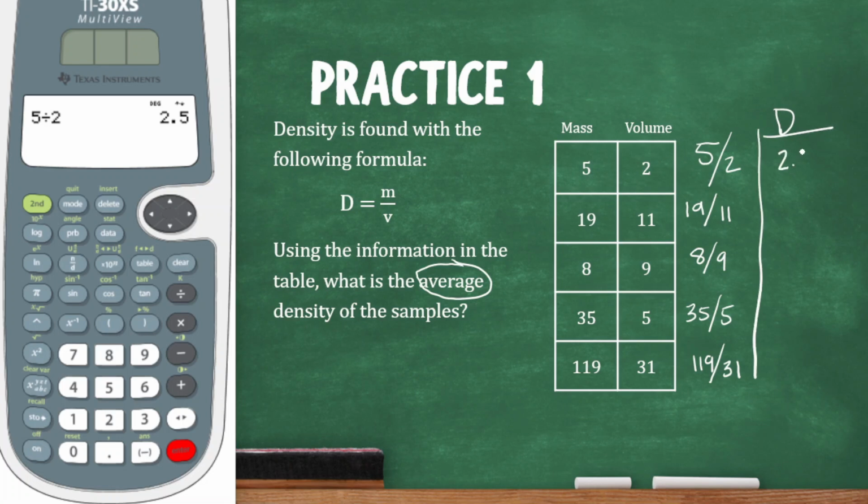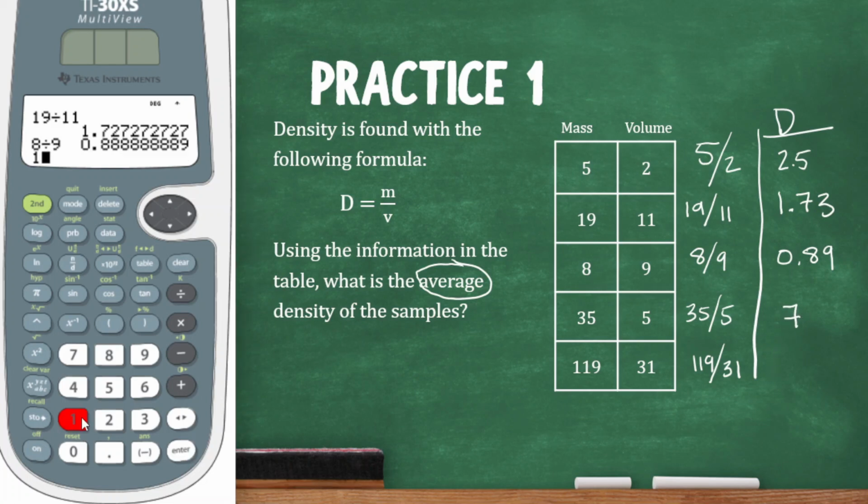is 2.5. And then 19 divided by 11, 1.73, let's say, if we're rounding to the hundredths place. 8 divided by 9, 0.89. 35 divided by 5 is 7. And 119 divided by 31 is 3.84.